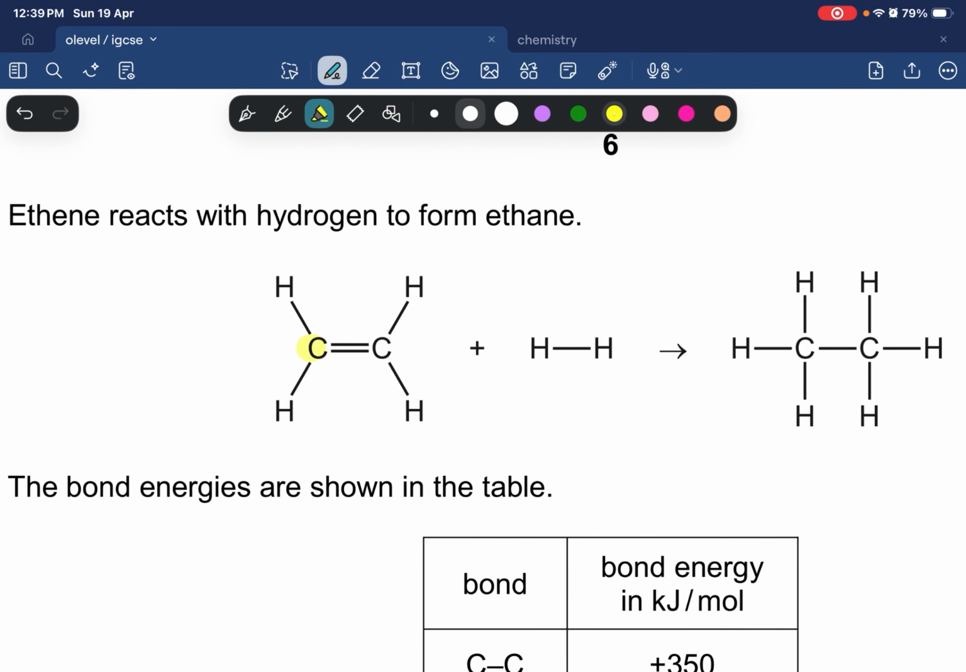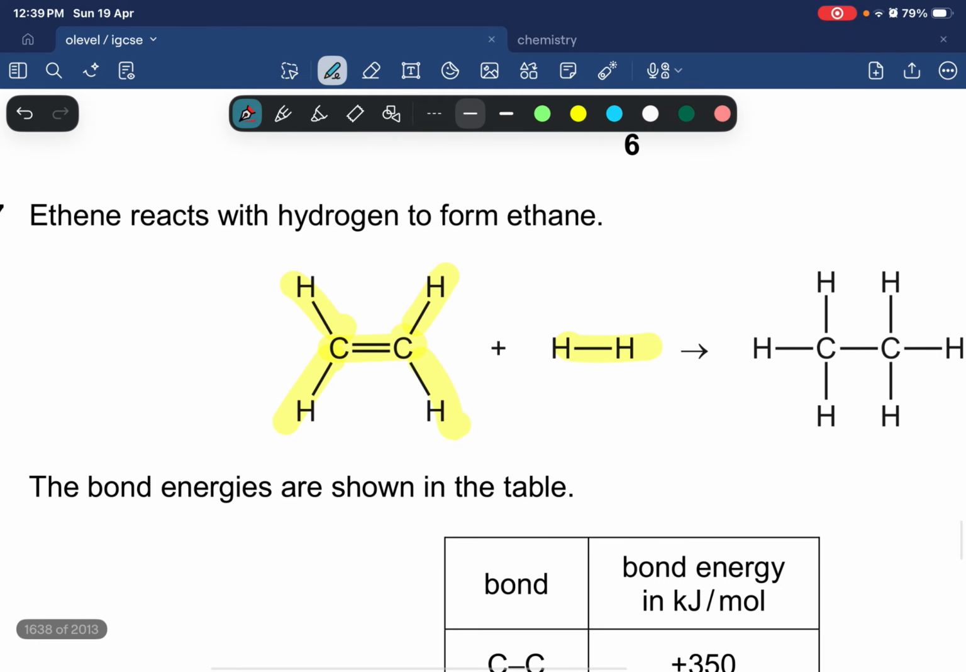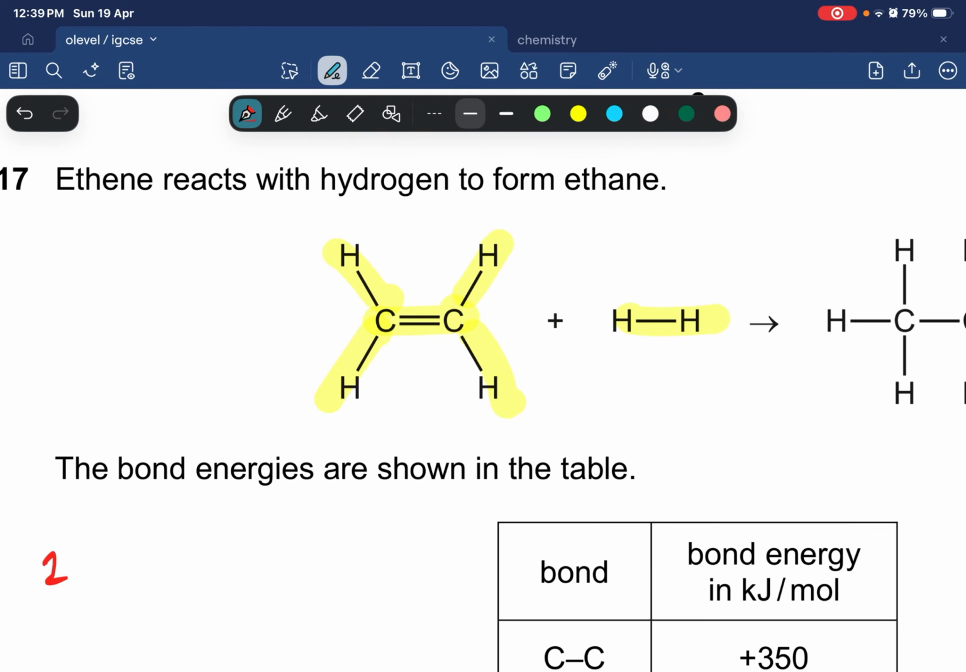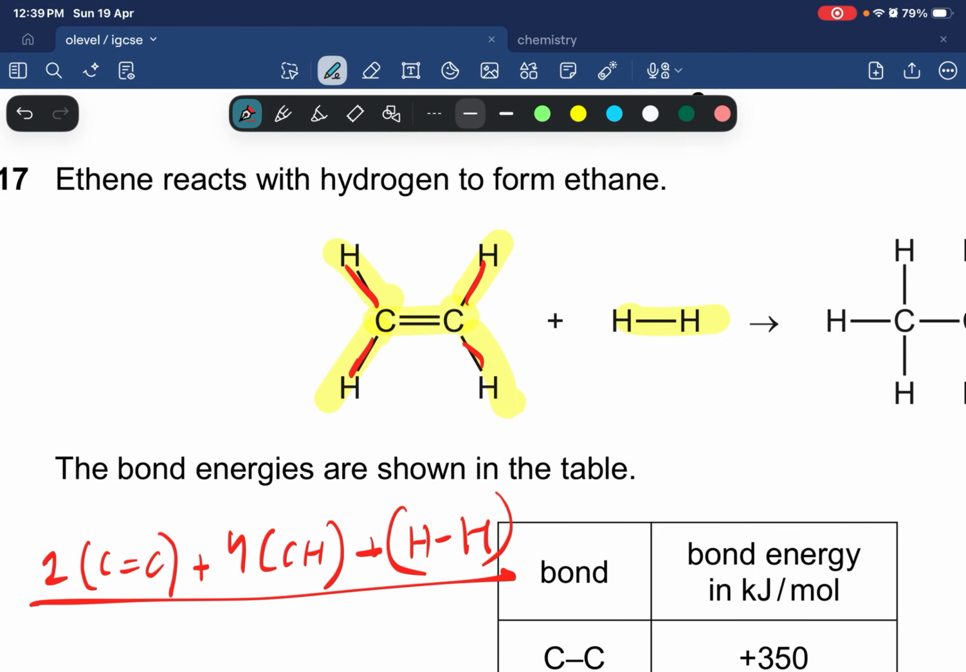You have to break this bond, this bond, this bond, this bond, this bond, and this bond. So how many bonds do we have to break? 1 carbon-carbon triple bond, 4 carbon-hydrogen bonds, so 4 CH bonds, and 1 hydrogen-hydrogen bond. So these are the bonds we need to break.